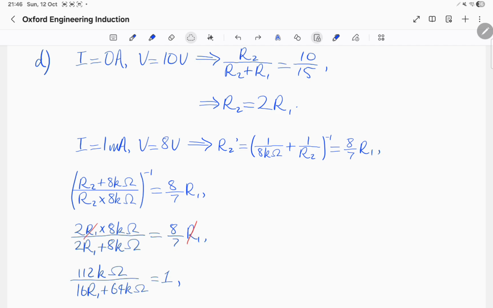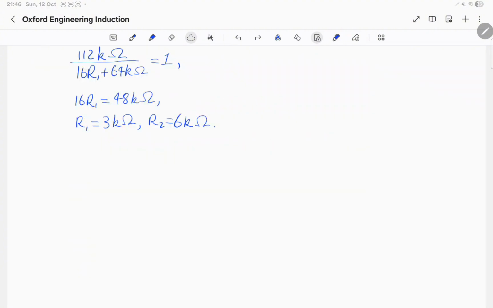We can now rearrange into this form here, and then substitute 2R1 for every single R2 before cancelling, and then arriving at the equation 112 kilo ohms over 16R1 plus 64 kilo ohms is equal to 1. From here, it's then relatively easy to solve for R1, which is equal to 3 kilo ohms, and therefore R2 is equal to 6 kilo ohms.